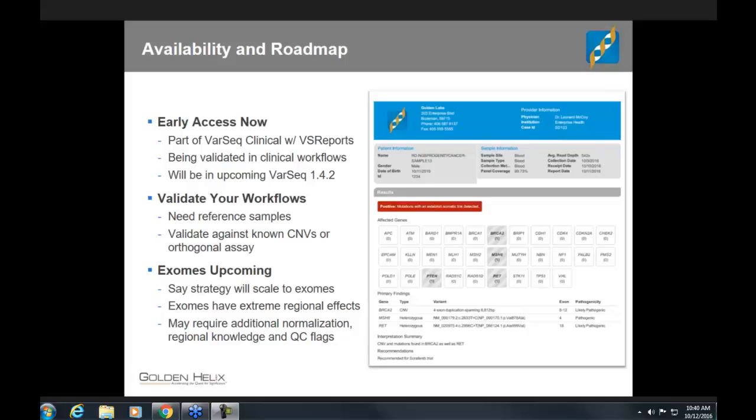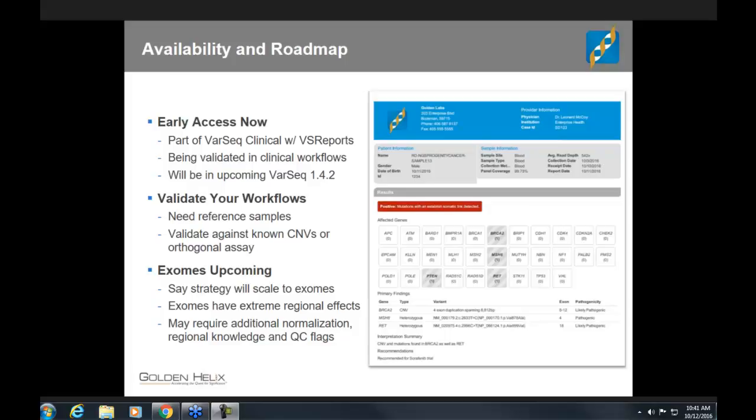There is already a question in the Q section about exomes, so I might as well answer that now. We think that this strategy does scale up to exomes. Fundamentally, it's the same idea. We are making calls at the single target event, but if you have a whole chromosome duplication, you will be able to expand that call across and get to that size of event as well. So scaling from single target events to multi-exon events to multi-gene and chromosome level events.